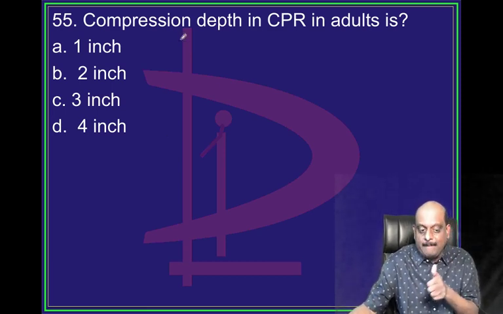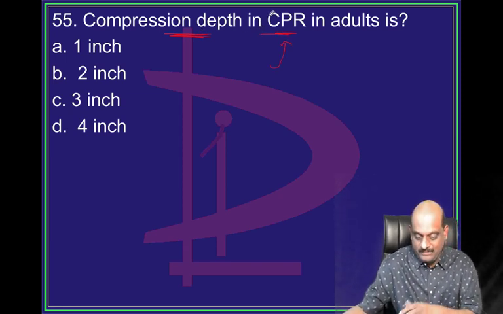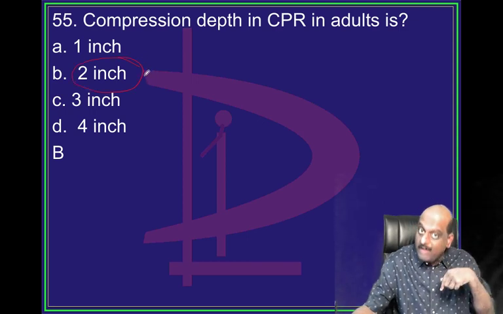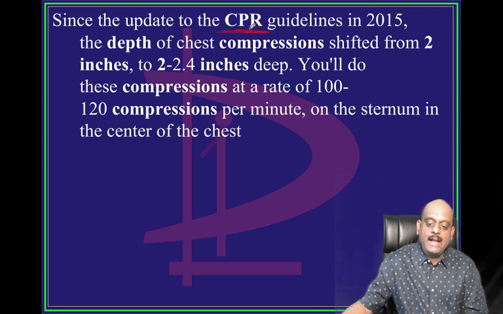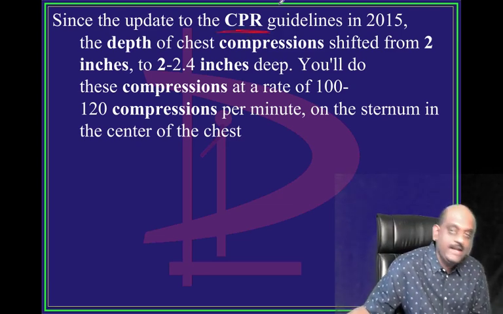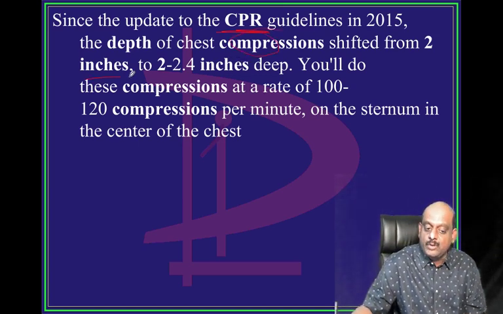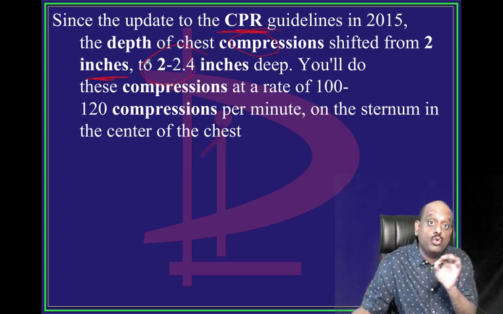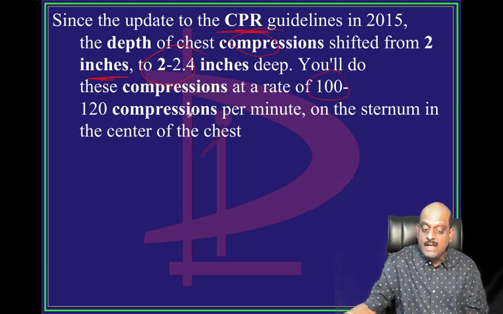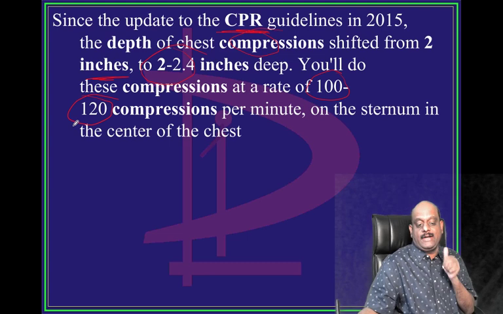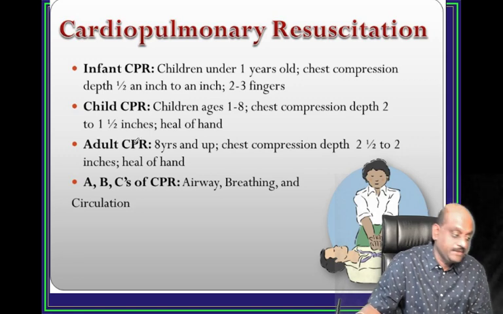What is the depth of compression when you are doing CPR in adults? It was 2.5 inches, but nowadays it is not 2.5. The CPR guidelines were modified in 2015. The depth of chest compression has shifted to 2 to 2.4 inches deep. You will do these compressions at a rate of 100 to 120 compressions per minute on the sternum, in the center of the chest, is what you need to appreciate.